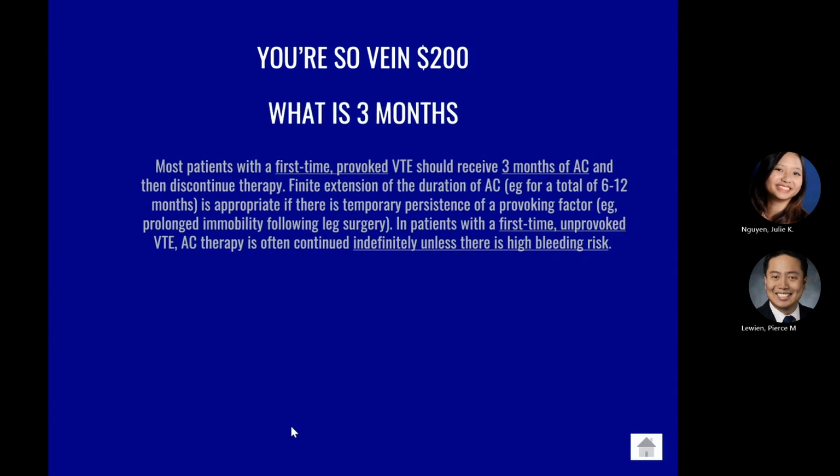So a first-time provoked VTE should definitely receive anticoagulation for 3 months and then discontinue the therapy. For people who you think the provoking factor might persist for a little while, then you choose to go 6 to 12 months. Otherwise, 3 months is pretty safe. And in patients with first-time unprovoked VTE, so you don't have a cause, then anticoagulation indefinitely, unless you develop a contraindication to the anticoagulation due to high bleeding risk.